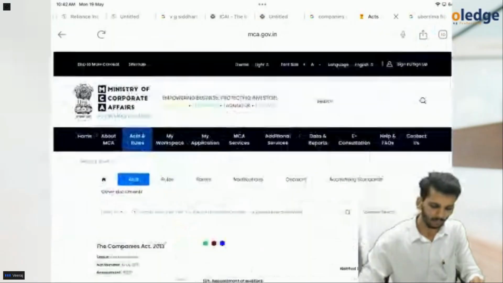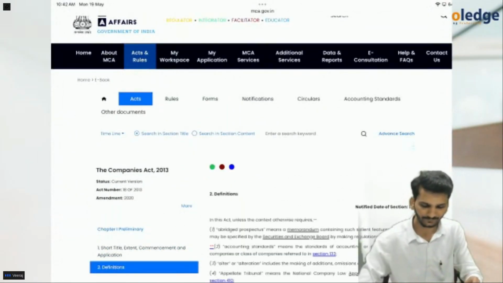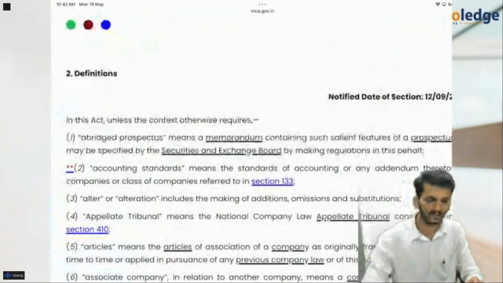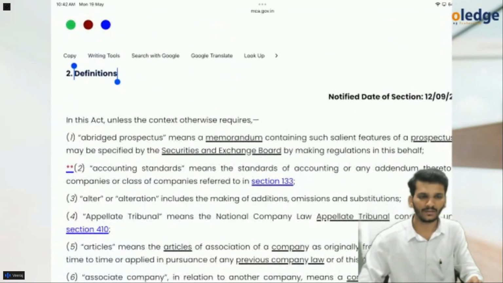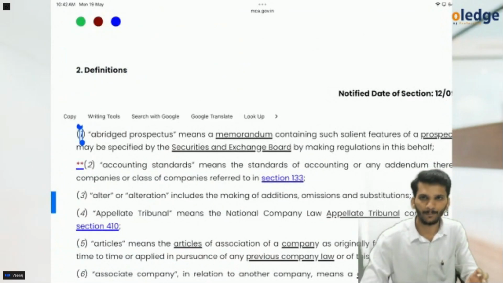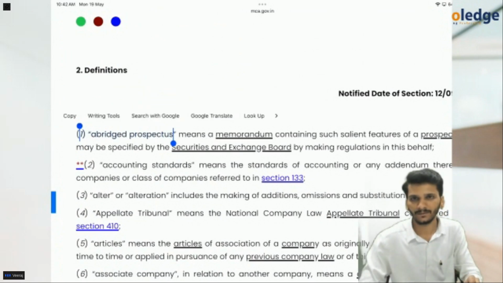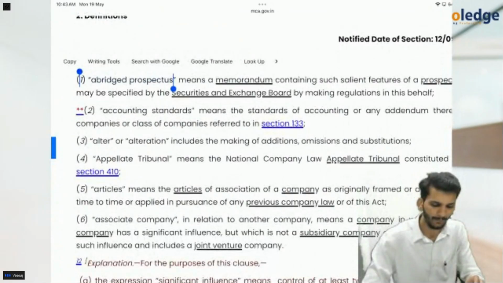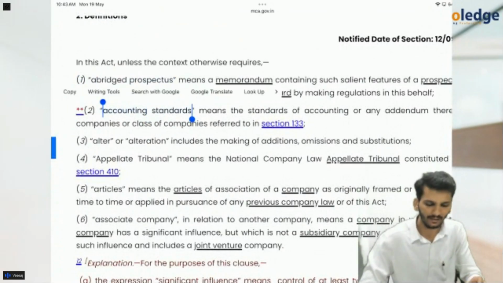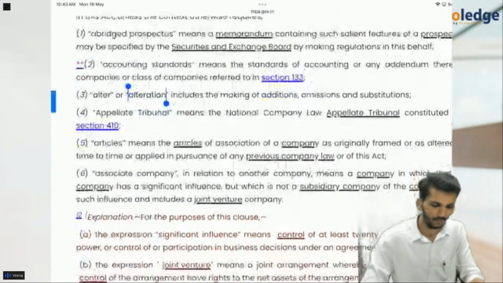If you come to section 2, the definition section, this is the definition section which is given here. Sub part 1 is talking about what? Abridged prospectus. Some content they're talking about. You come to the second sub part, that is accounting standard. Third one with respect to alteration. Fourth one, tribunal.